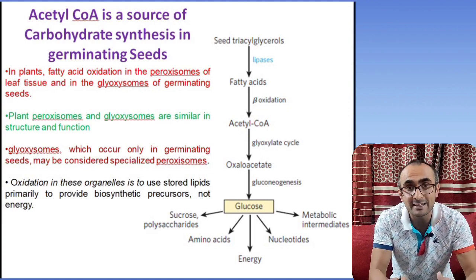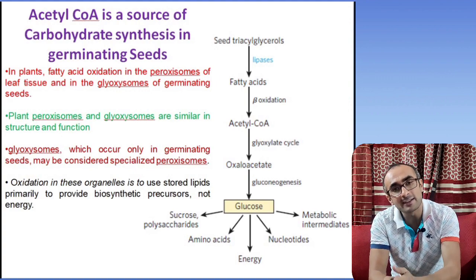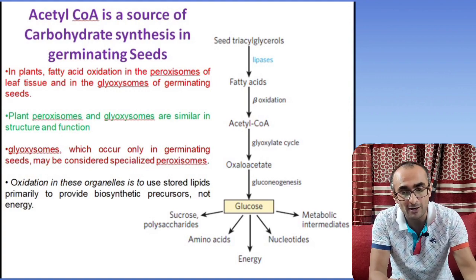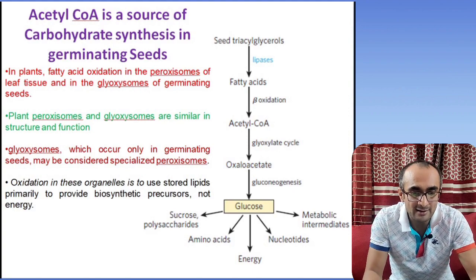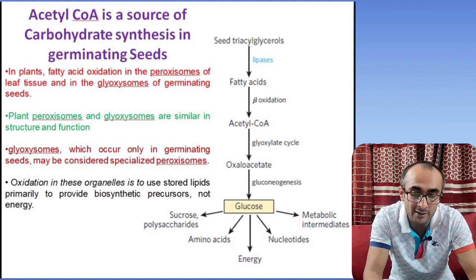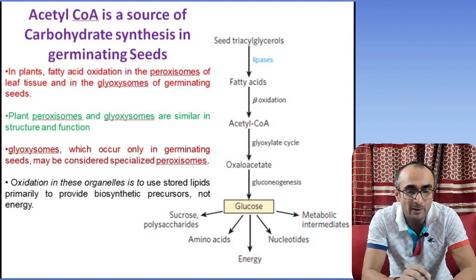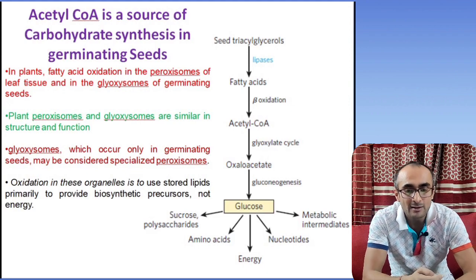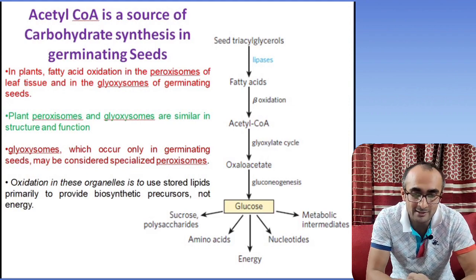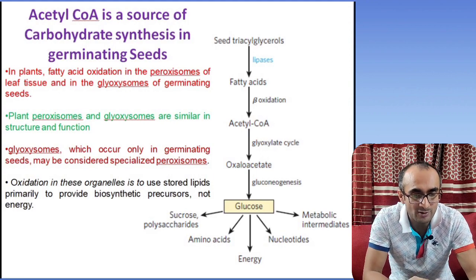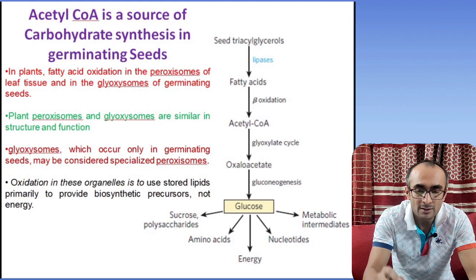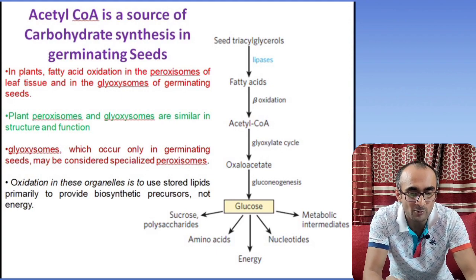So in the case of a germinating seed, the stored fat should be converted into glucose or carbohydrate, and that is done by a specialized cell organelle called glyoxysomes. In plants, fatty acid oxidation occurs in leafy tissues in peroxisomes, and in germinating seeds, this beta oxidation occurs in glyoxysomes. These plant peroxisomes and glyoxysomes have very similar structure and function.